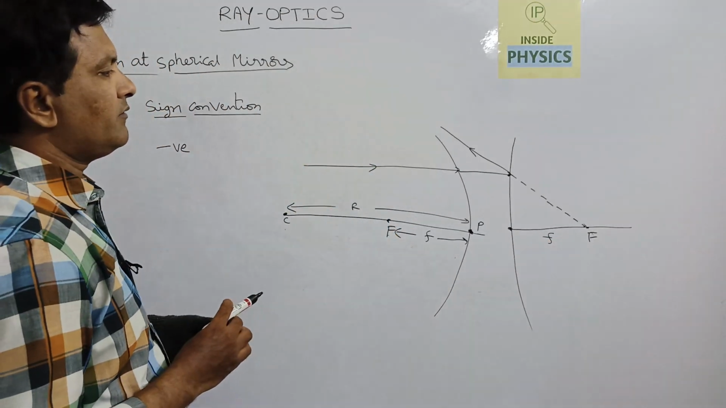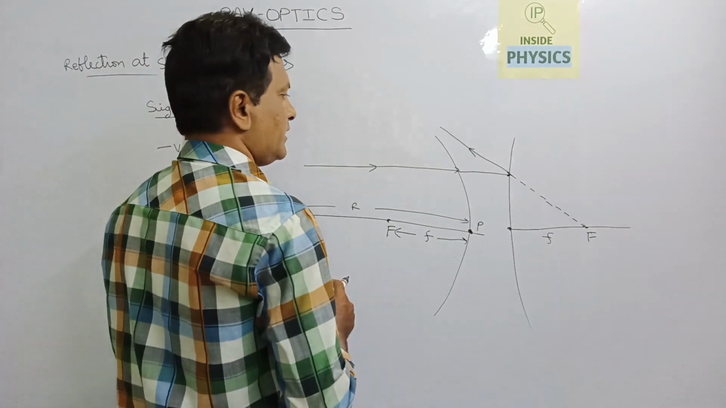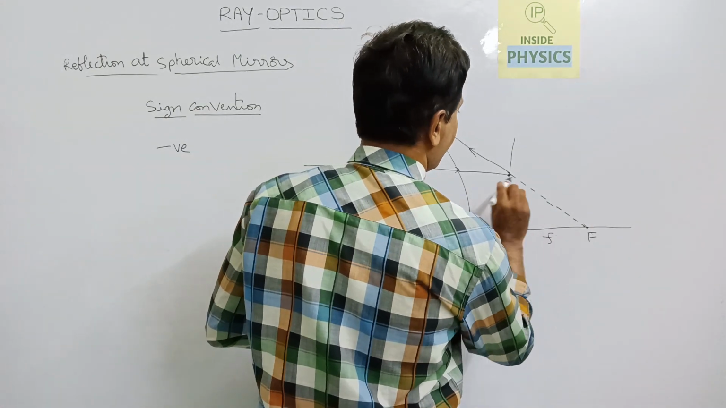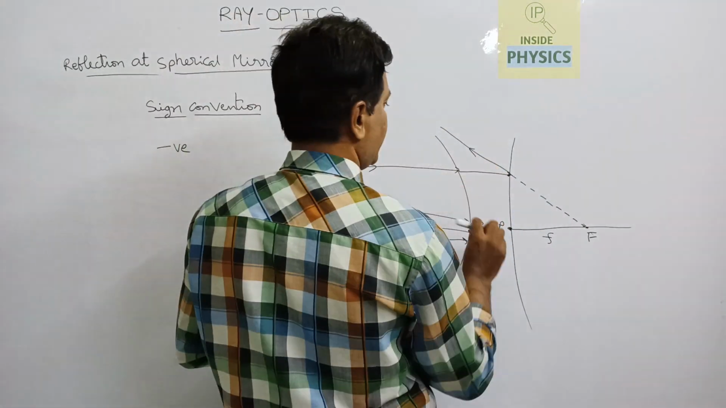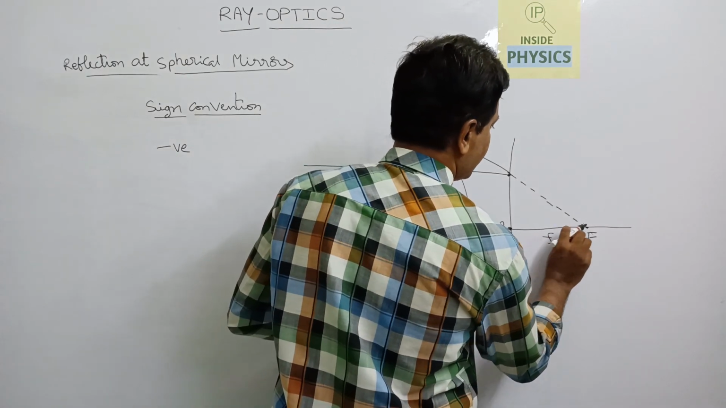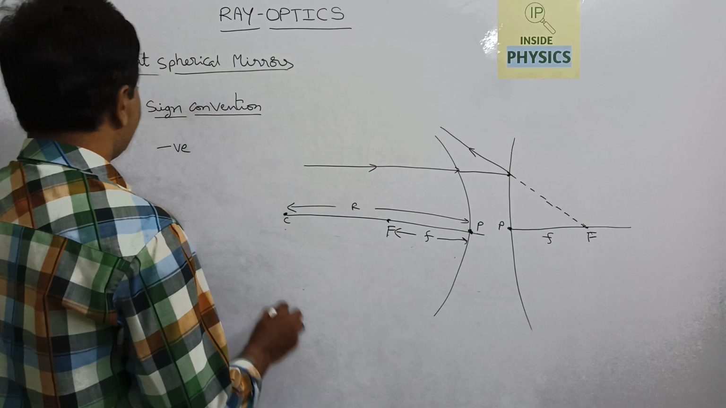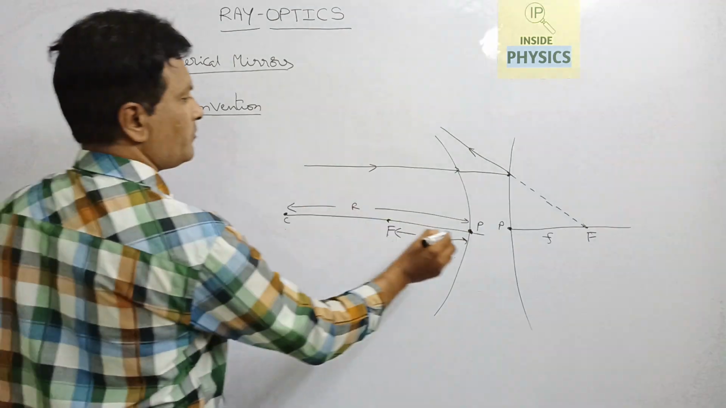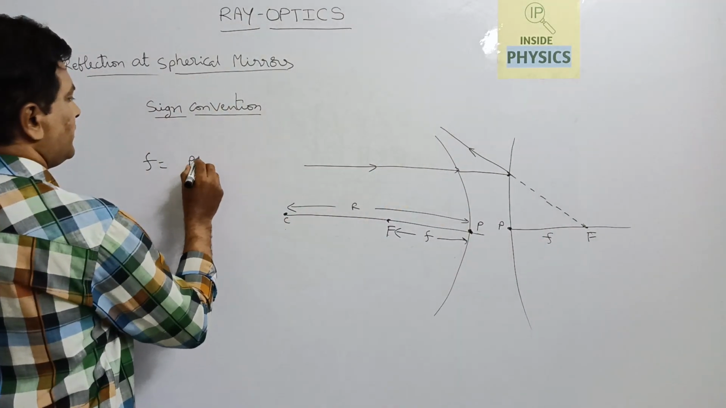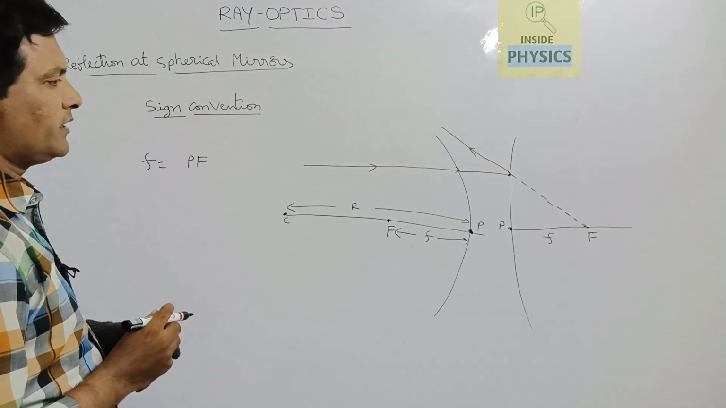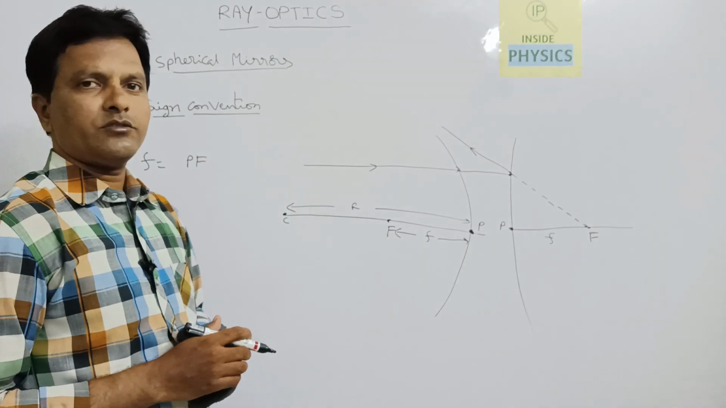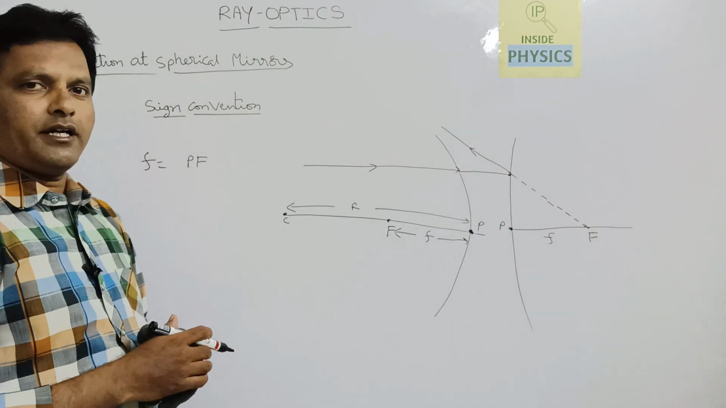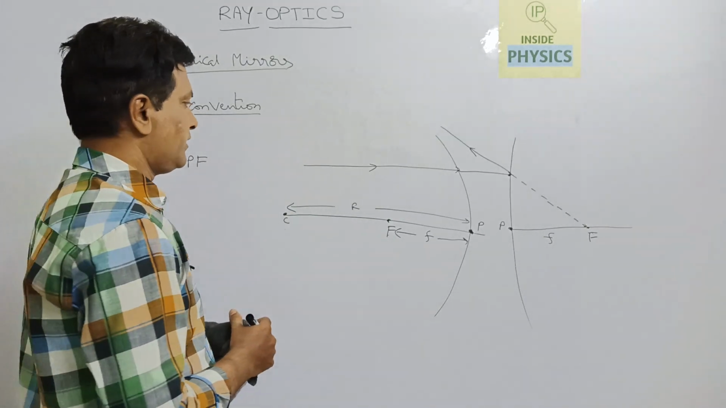So if we consider a convex mirror, see here the focal length will be measured from the pole in the direction of the light. What is the direction of light? In this direction. And the focal length is also measured in the same direction. So for a convex mirror, the focal length can be written as PF, and there is no negative sign here. We can consider it as positive. In this way, the sign convention, plus or minus, we have to give to the values measured from the pole of the mirror.